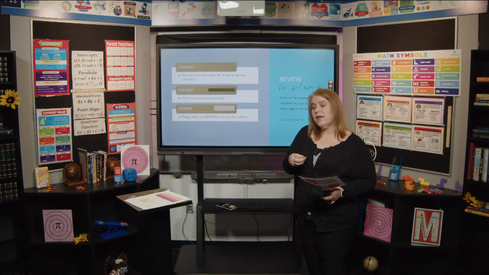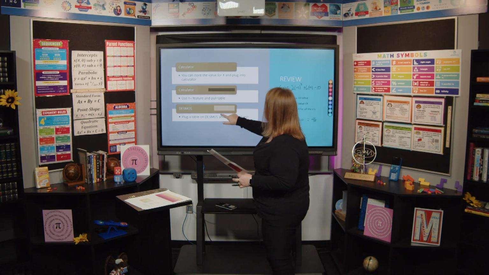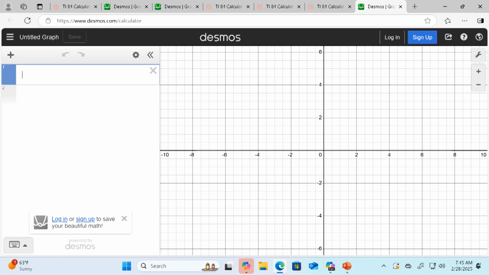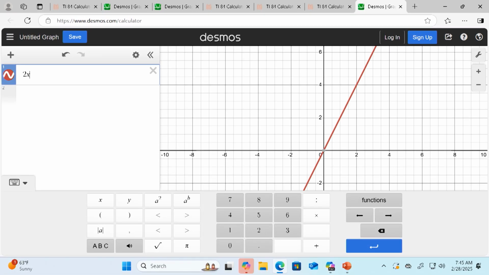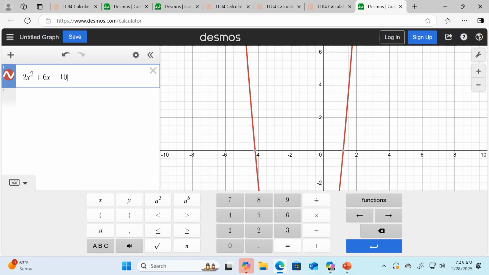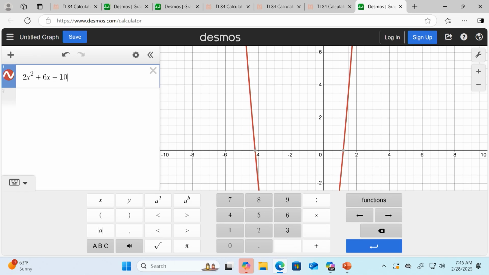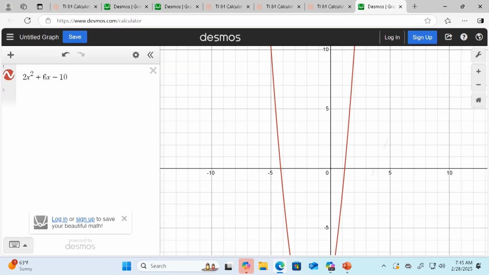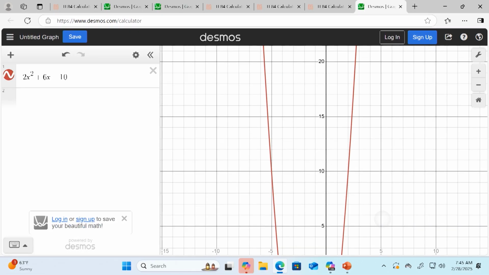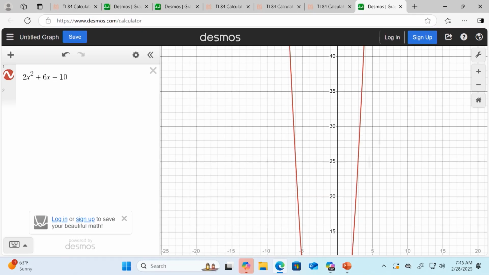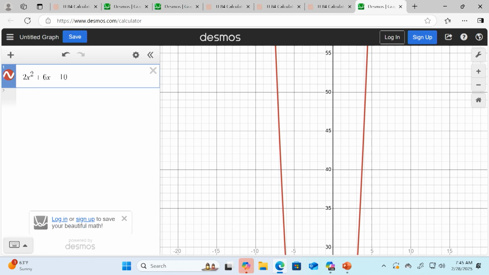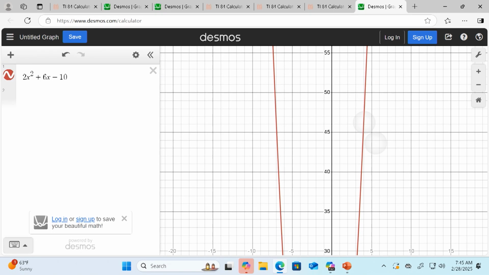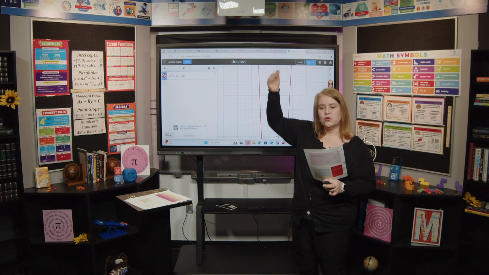So now that we've seen the calculator skill, let's go back and see the Desmos skill, because I want to make sure that everyone is comfortable with both of our tools. So I'm going to put in 2x squared plus 6x minus 10. There's two ways I can do this. I can go over to where my x equals 4 and see where it might cross. And it's way up here. Way up here.